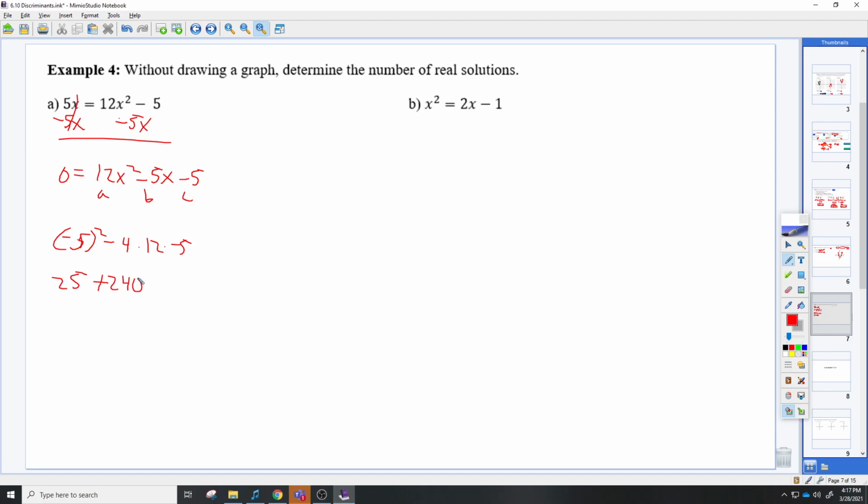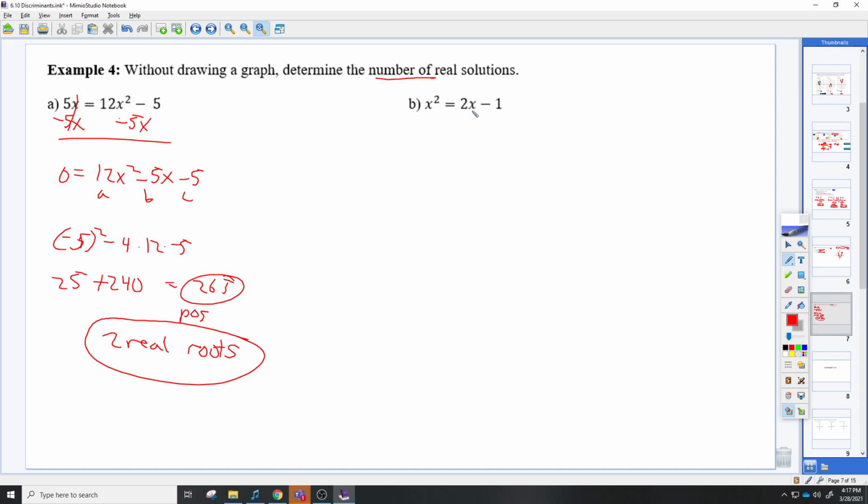And then obviously when we add these together, you're going to get a positive number. So that'd be 265. So our answer, if it's positive, right, that means 2 real roots. And that's the answer to the question. Without drawing a graph, which we didn't, determine the number of real solutions.